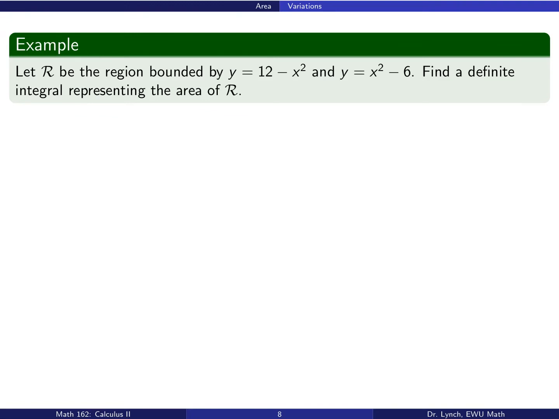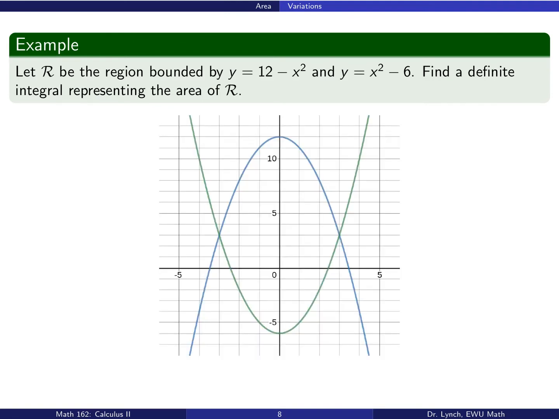So the first thing we'll have to do is sketch a region, and just like before, here we have two parabolas. The first one opens down and the second one opens up, and the 6 and the 12 respectively shift them around a little bit. So here's a graph of those two parabolas. And you can see that the first one is a parabola that opens down and is shifted up by 12. And the second one is a parabola that opens up and is shifted down by 6.